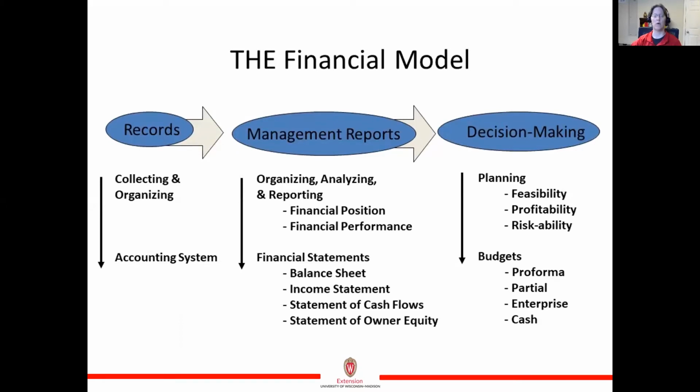The first step of the financial model begins with records. It begins with collecting and organizing your production and physical information, along with collecting your financial income and expense information. The tool that we use is an accounting system. This accounting system can range from pen and paper to a computer system. Records provide the production and financial information necessary to complete our management reports.